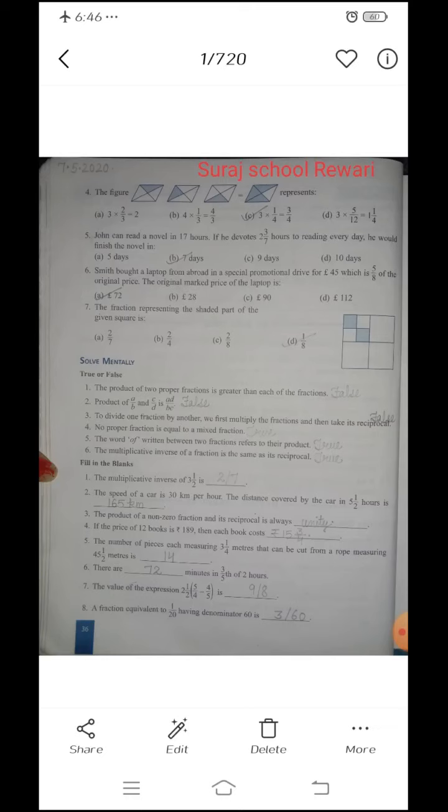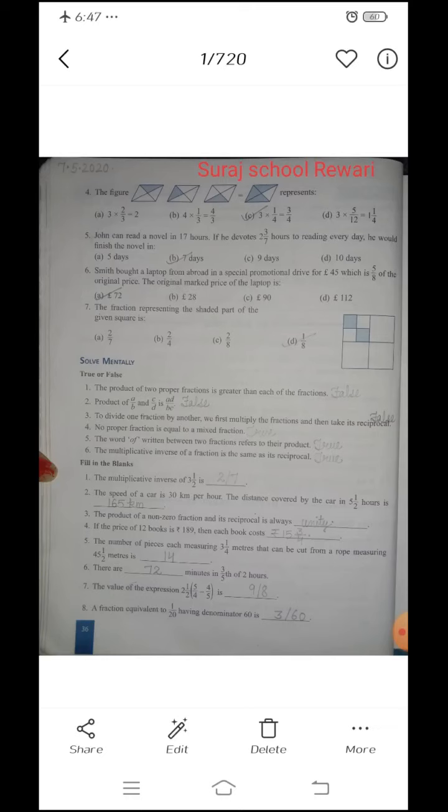Okay, fifth question, the number of pieces each measuring 3 and 1 upon 4 meter that can be cut from a rope measuring 45 and 1 upon 2 meter is, yes, here 14 pieces of each rope piece. Okay, now sixth question, there are dash minutes in 3/5 of 2 hours. Firstly 2 hours is converted into minutes, then 3/5 of the converted minutes, we get 72 minutes.